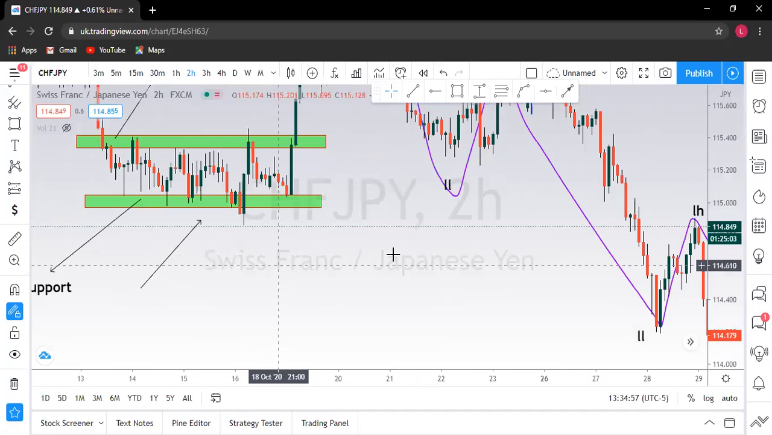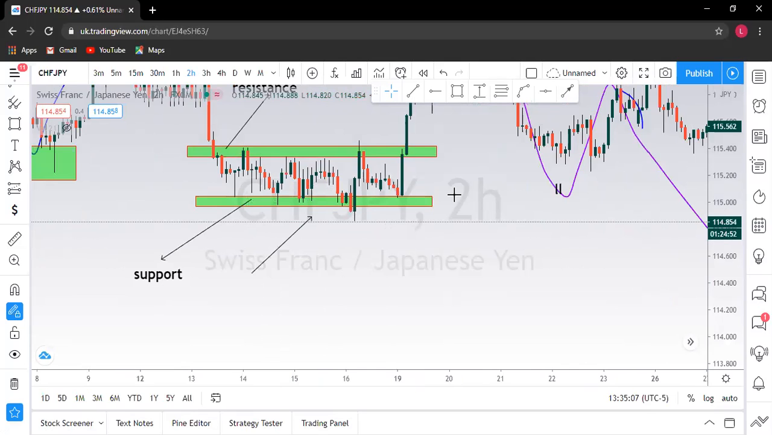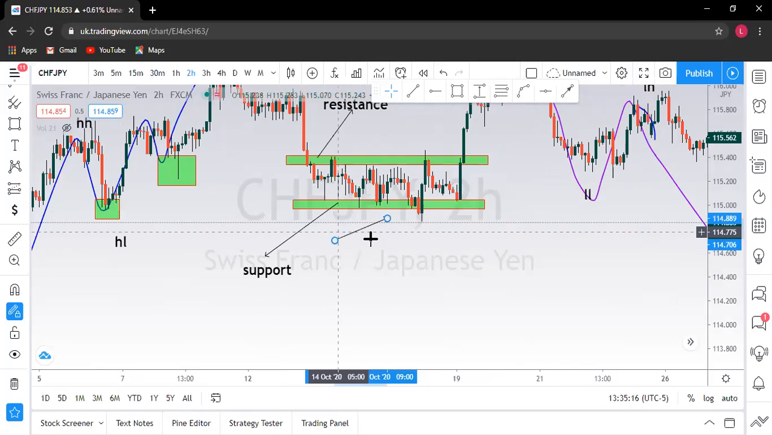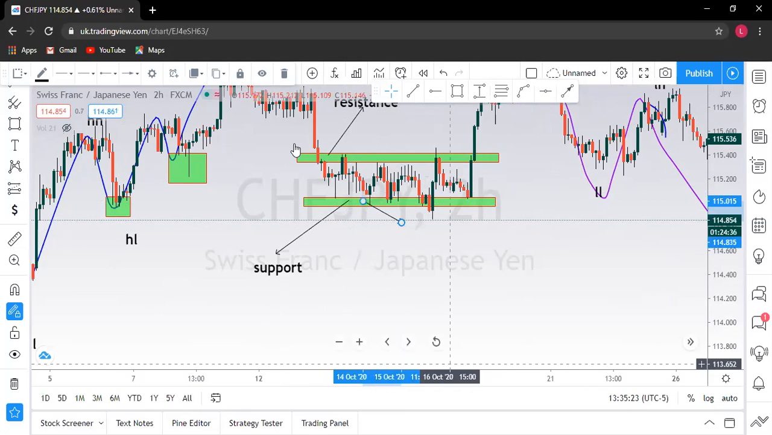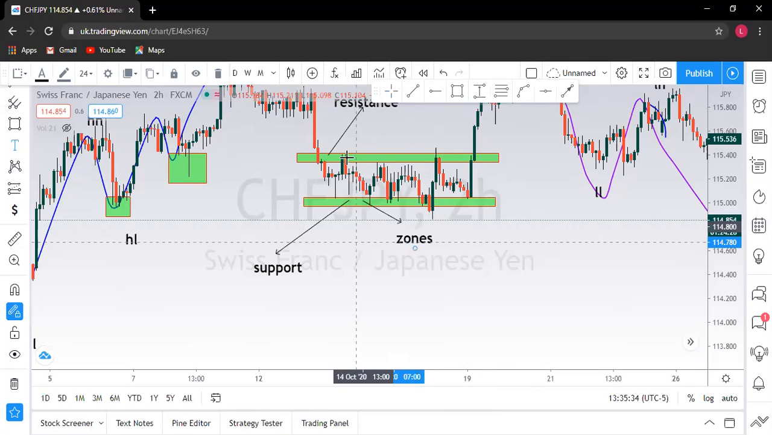Inside of those rectangles is called what? Inside of those rectangles is called zone. Shey you understand? We call them zones. Let me write it out. Inside of those rectangles that you are seeing wicks and some bodies of candles, they are called zones. Even the zones here too. Inside those rectangles, it is called zone.